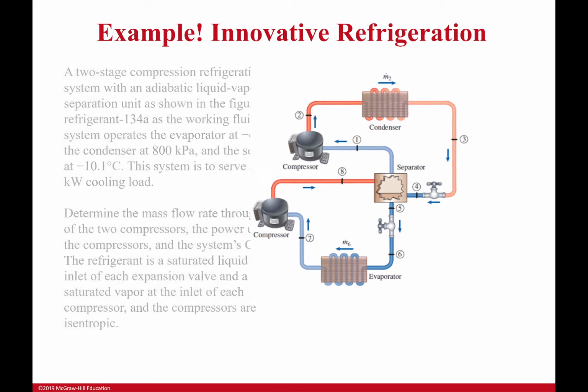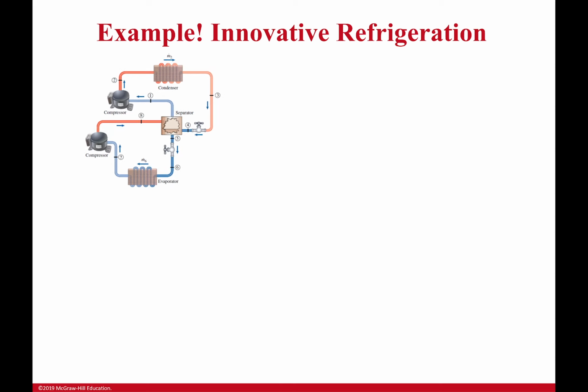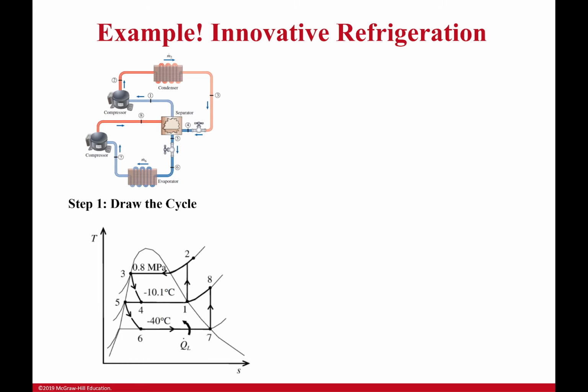So let's go through it. Keeping that picture up there just going to make it a little bit easier. So first off, let's get a cycle diagram for this. So this is just a basic one I'm taking. I've got the pressures in there. I've got the temperatures. It said it was a saturated vapor at the inlet of the compressors. They're perfectly isentropic. And it said it was a saturated liquid at each expansion valve. So those points were already set for us.